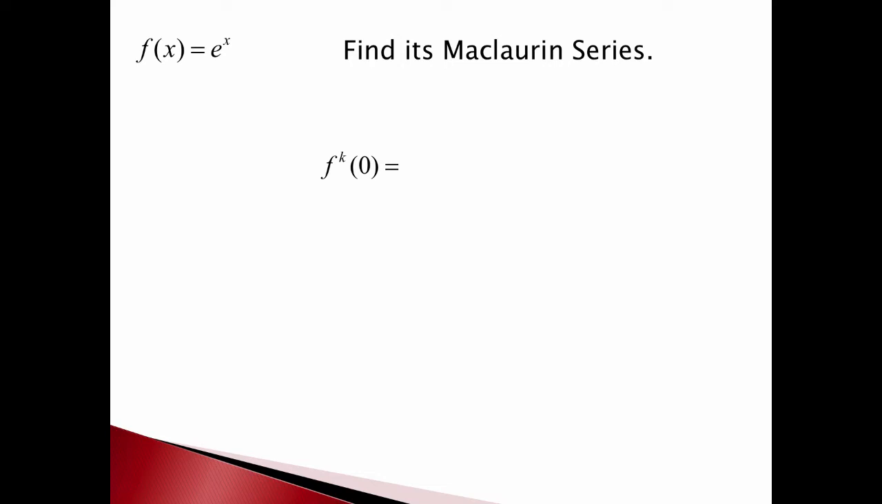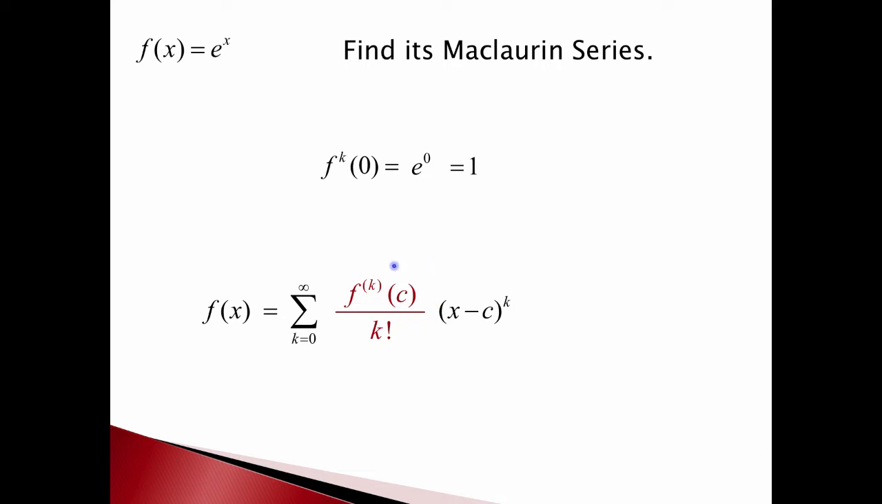Well, no matter how many times you take the derivative of e to the x, it's always e to the x. So all the derivatives of e to the x are just going to be e to the x. When I plug in 0, what do I get? I get e to the 0, which is just 1. So the kth derivative of e to the x will always be 1. So there's my formula, right? I need the kth derivative of e to the x with 0 plugged in.